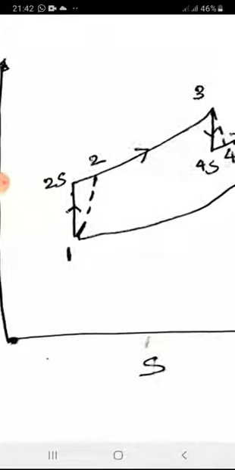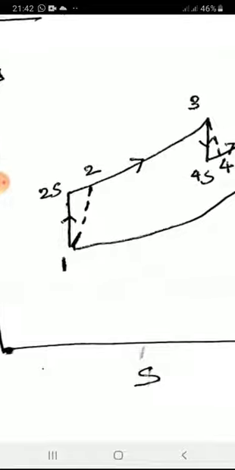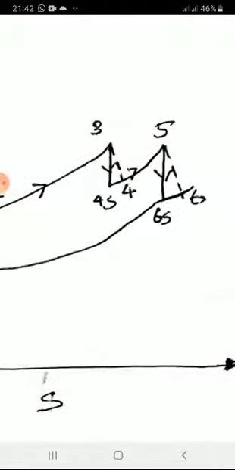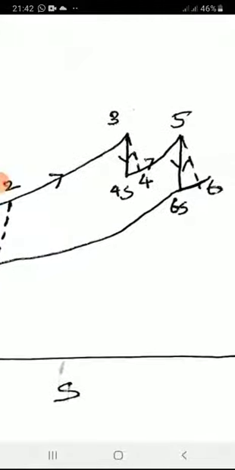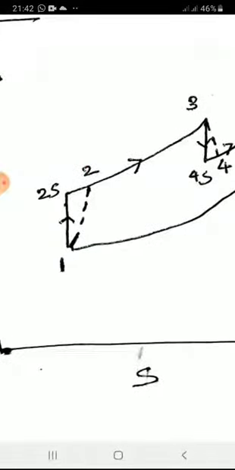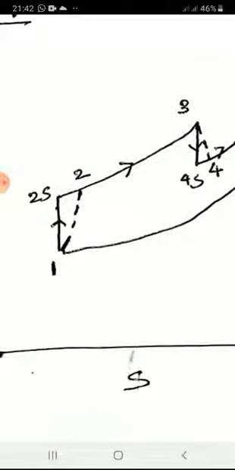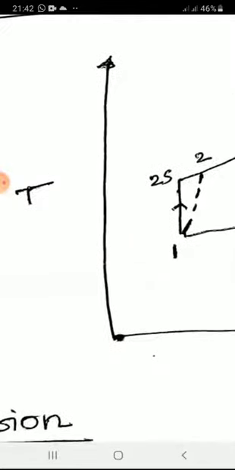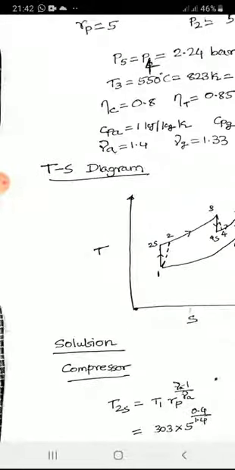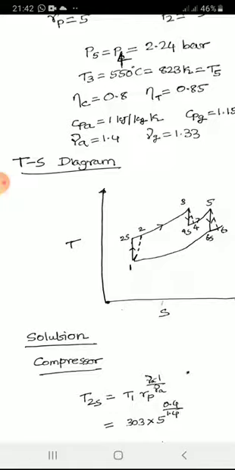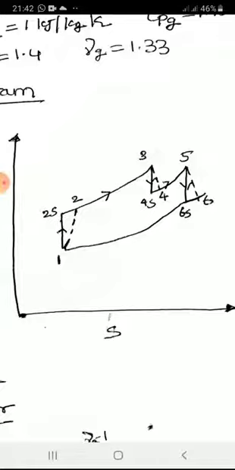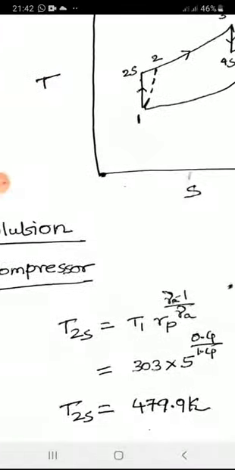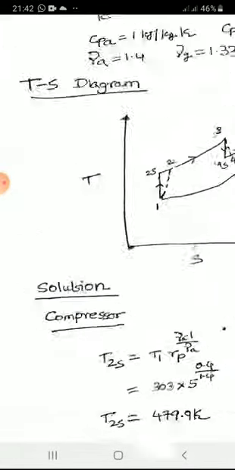Here is the TS diagram. As we have already seen in many of the previous problems, 1, 2s, 3, 4s, 5, 6s is the ideal cycle, whereas 1, 2, 3, 4, 5, 6 is the actual cycle. In the ideal cycle, the compression and expansion processes will be isentropic, whereas in the actual case they will not be isentropic. And for the compressor, minimum work required will be calculated using isentropic temperatures, and for the turbine, maximum work that can be derived can be calculated using isentropic temperatures. Now we will see component by component.